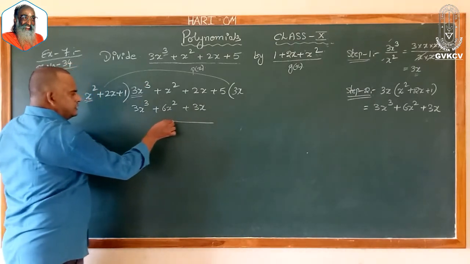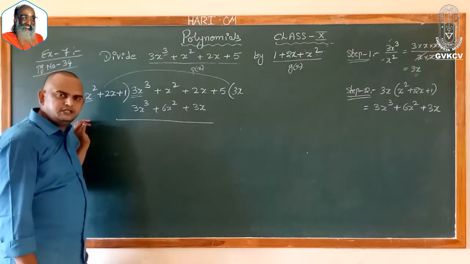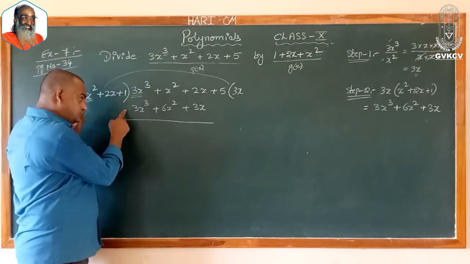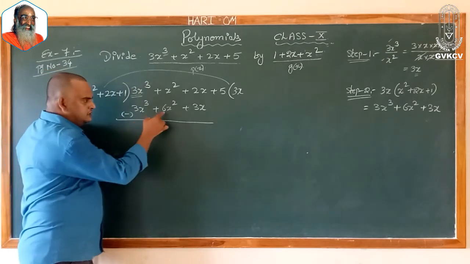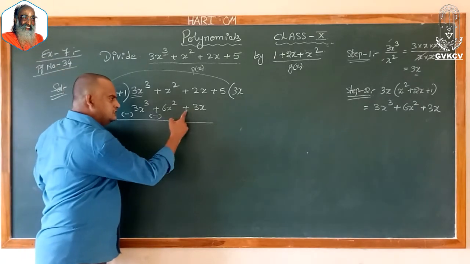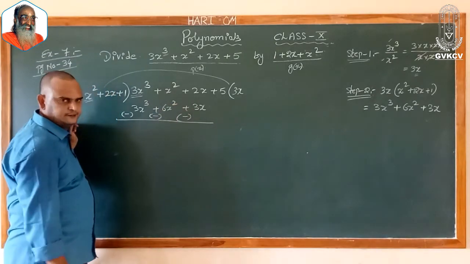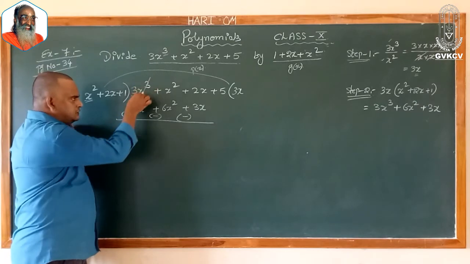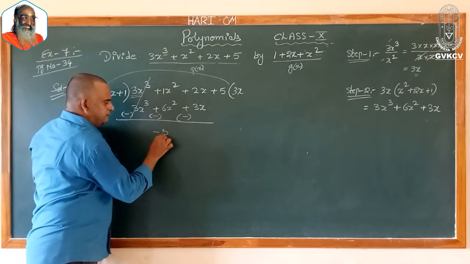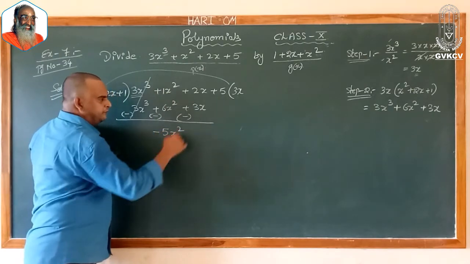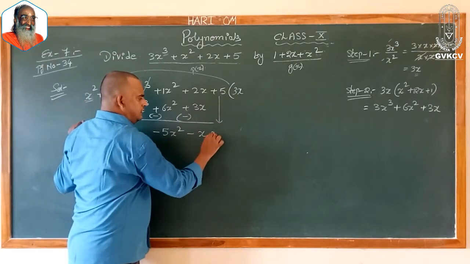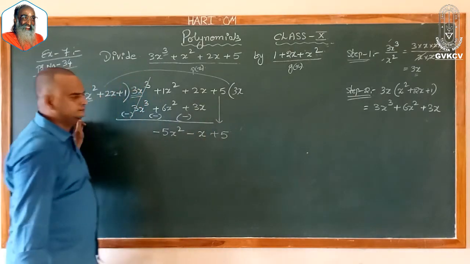Now, let us go for subtraction. Subtraction means we need to change the signs. Here 3x cube, its sign is positive, so let us take minus. 6x square is also positive, take it as minus. 3x is also positive, take it as minus. Now, plus 3x cube minus 3x cube get cancelled. Minus 6 plus 1, minus 5x square, minus 3x plus 2x, minus x.